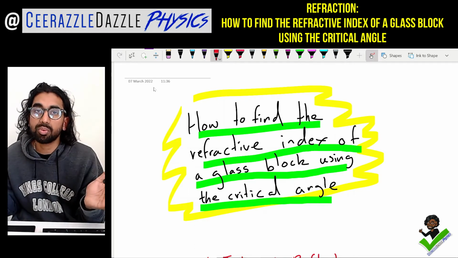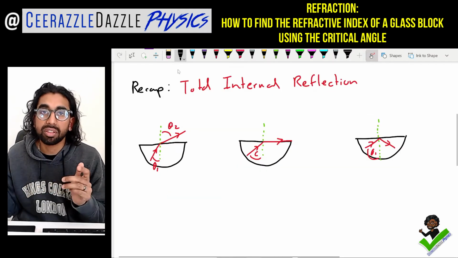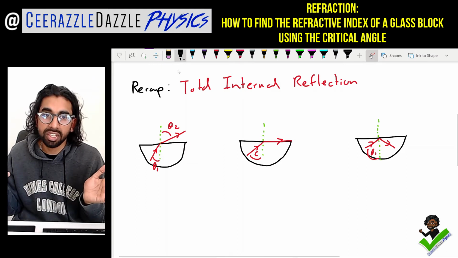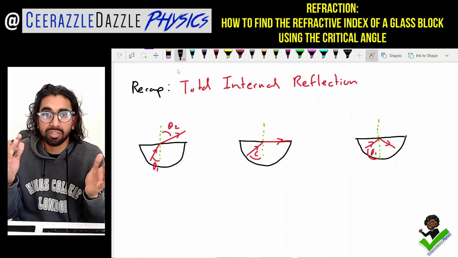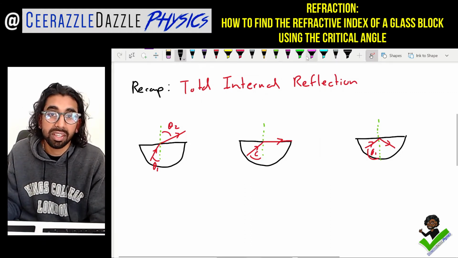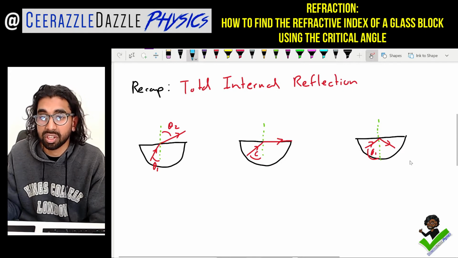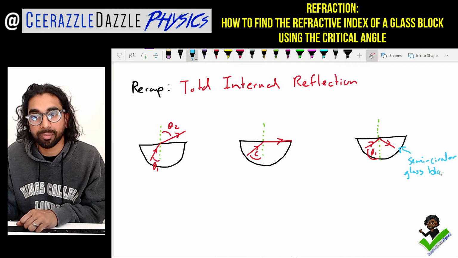So let's get straight into it with a quick recap on total internal reflection. Hopefully you have an understanding of what refraction is. It's when light changes direction due to a change in medium, and the speed changes. As you can see over here, I've got three diagrams. These are semicircular glass blocks.